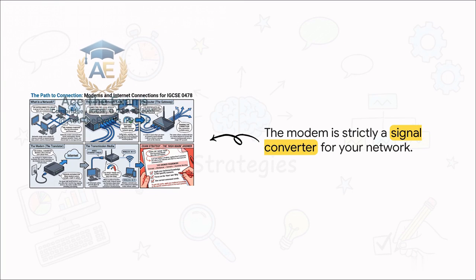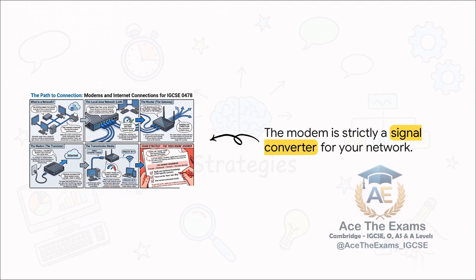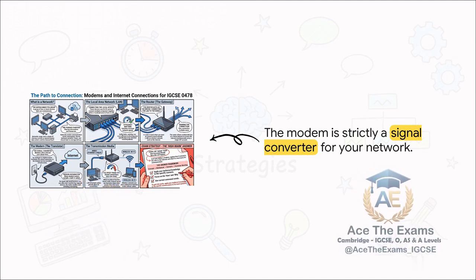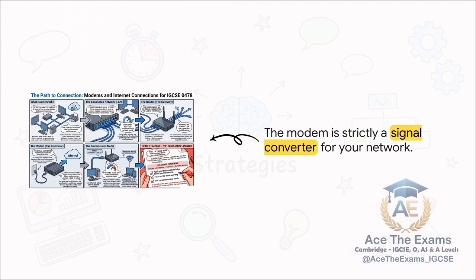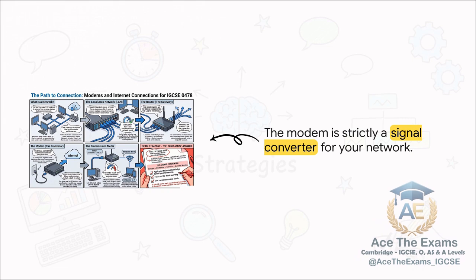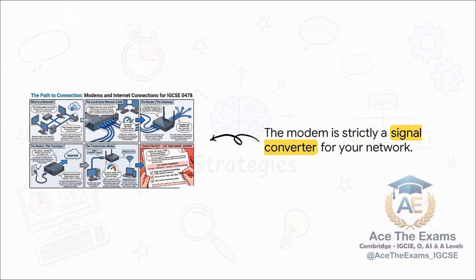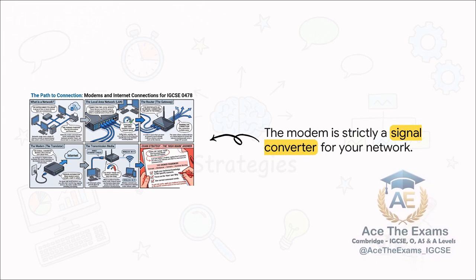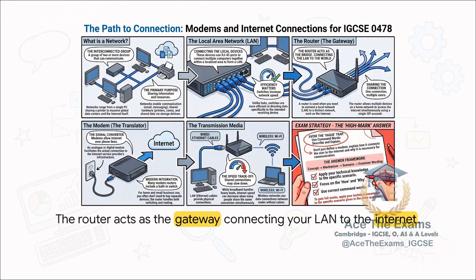Okay, so network hardware is a massive tripping point for a lot of students. I want you to think of the modem strictly as a signal converter. It's that absolutely crucial piece of hardware bridging the gap between the analog infrastructure of the phone lines and the digital environment of your computer. So, when you write about a modem in an exam, you can't just say it gives you internet. No way. You've got to describe it as modulating and demodulating signals to facilitate that connection to your internet service provider's infrastructure.